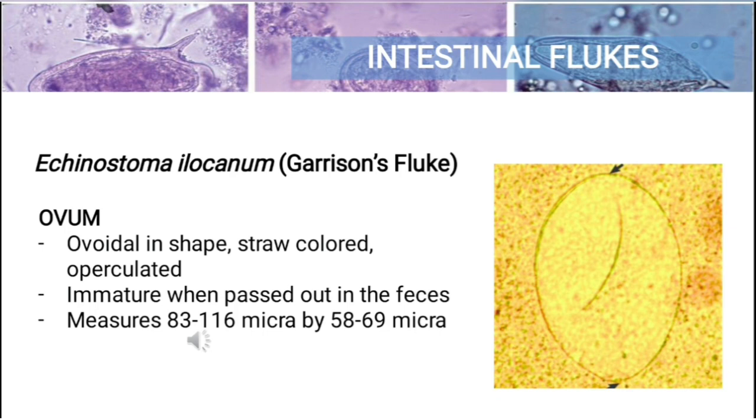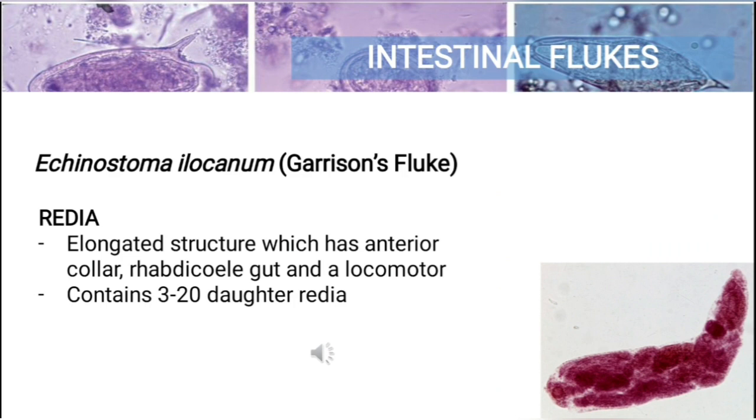Next is the egg of our Echinostoma ilocanum, which is straw-colored, operculated, and ovoid, and measures 83 to 116 micrometers by 58 to 69 micrometers. Next is the redia of our Echinostoma ilocanum. It is described as an elongated structure which has an anterior collar, a rhabdoid cell, a gut, and a locomotor, and it contains 3 to 20 daughter redia inside of it.